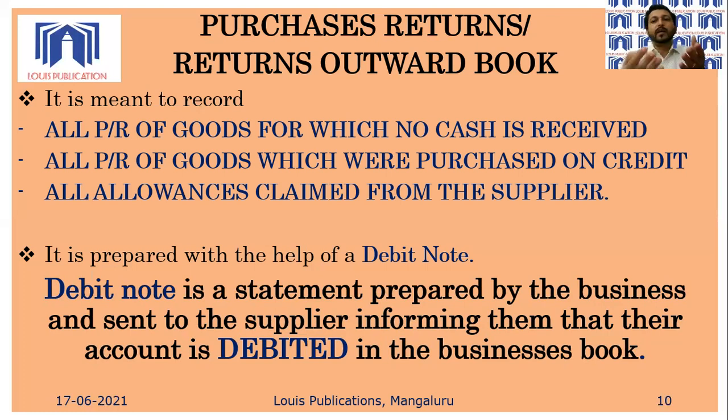So when we are returning the goods or when we are claiming an allowance, there is a reduction in the amount of the bill. So we will have to pay less to our supplier. So in that case, supplier's account is debited. So when the business is sending a debit note to the supplier, the debit note is telling the supplier or informing the supplier that his account is debited in the business's book. And that's why they name it the debit note.